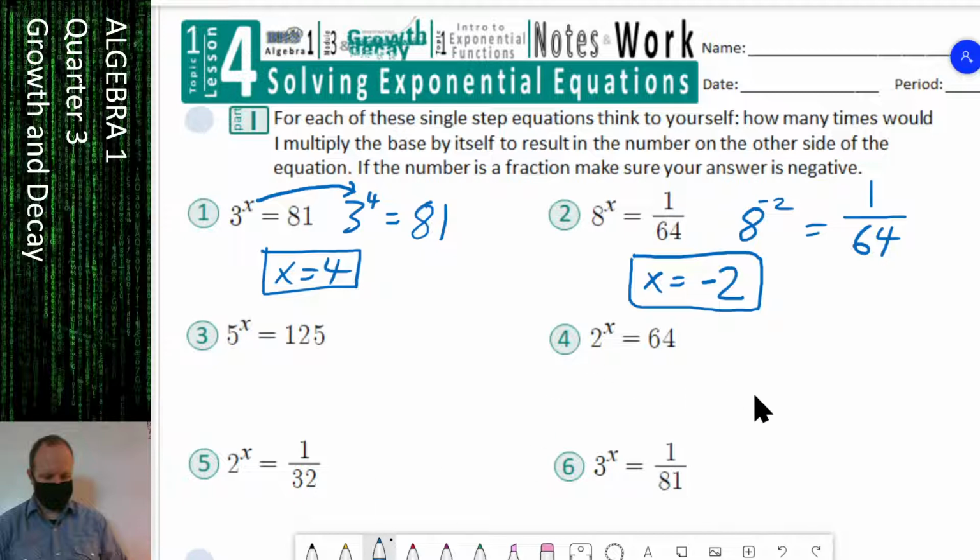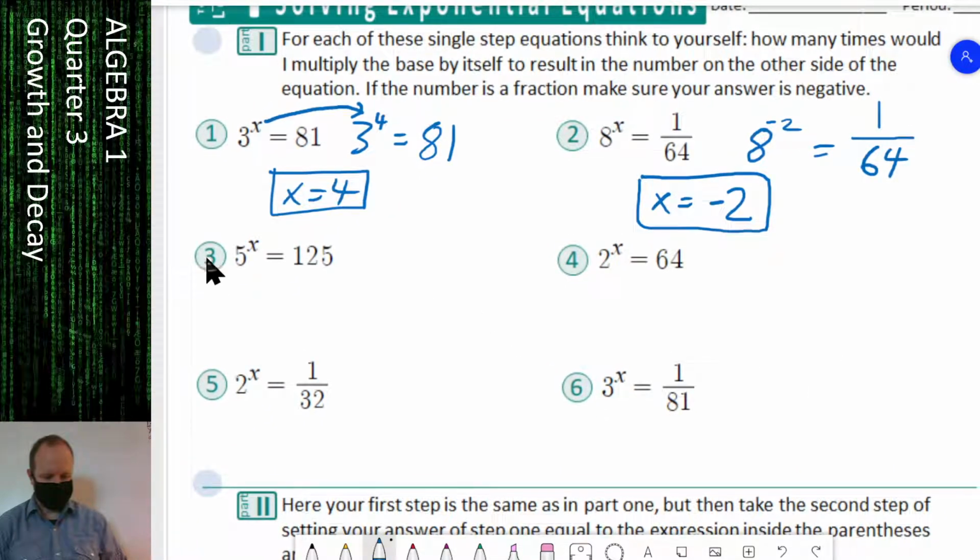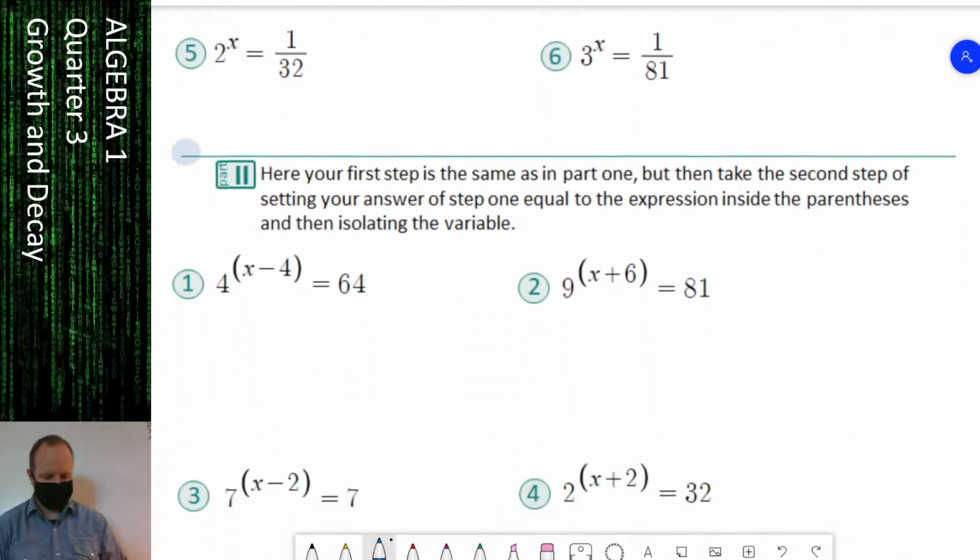So I'll give you guys some time to knock out those 4. You've got answers to 3 and 5 on the back of your worksheet, so you can check your answers as you go. All right, so part 2.